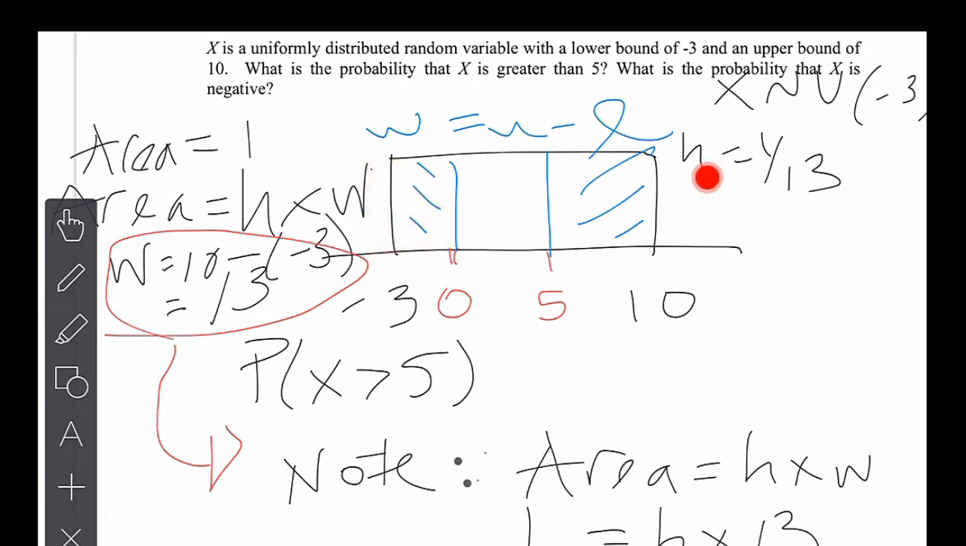That should be height times width. Height is still 1/13 and the width here is 3. If you have any doubts, use the formula upper minus lower. So 0 minus negative 3 is 3. So the width of that space is 3.